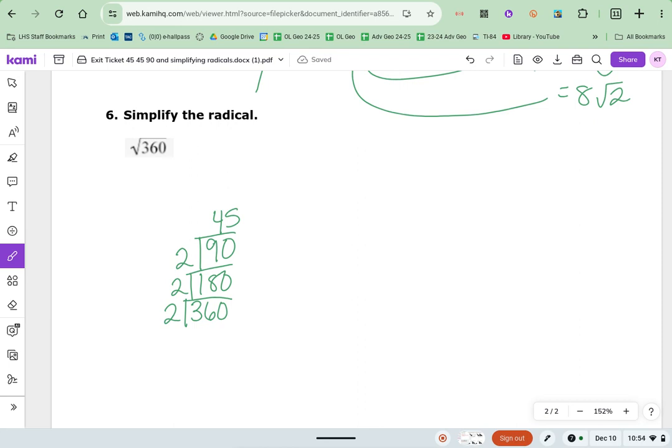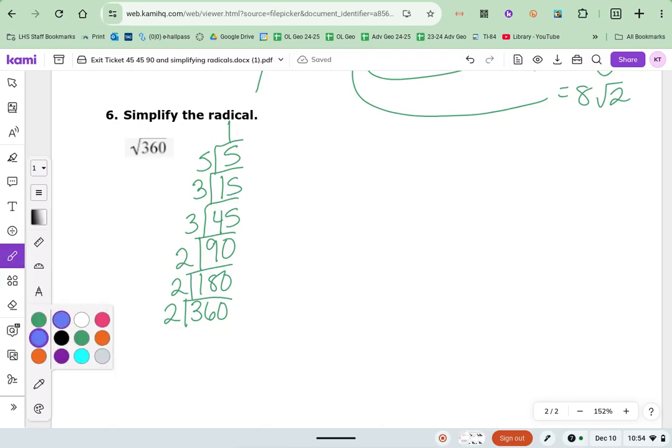Is 45 divisible by 3? Yes, it is. So divide by 3, we get 15. 15 I can still divide by 3, so 15 divided by 3 is 5. 5 can only be divided by 5, so 5 divided by 5 is 1. And once you have the 1 on the top, it's like your birthday candle on top of the cake, so you know that you're done.